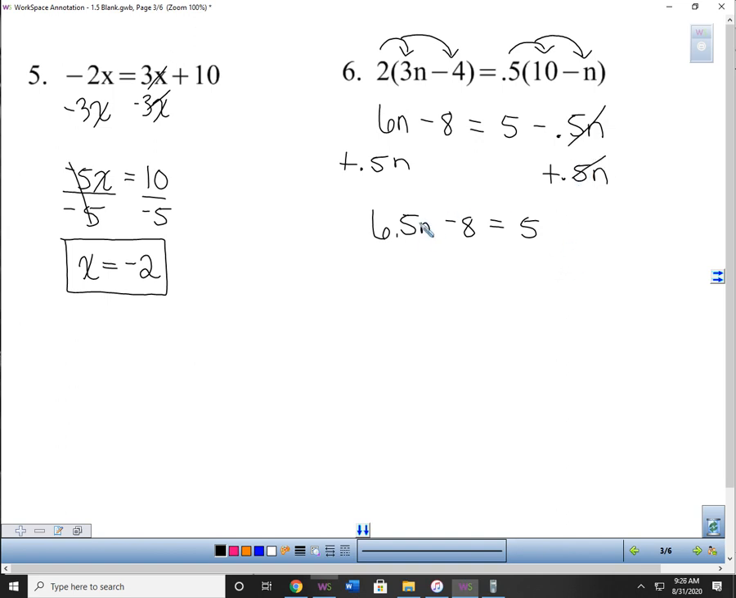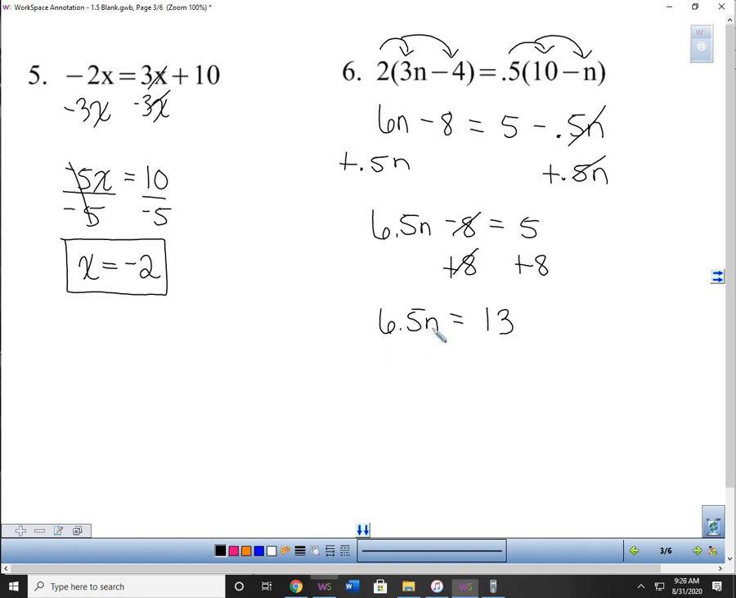Now I just solved for this n. I'm multiplying by 6.5. I'm subtracting 8. So the first thing I'm going to do is I will add the 8. So those cancel over here. I'm left with the 6.5n equals 8 plus 5, which is 13.